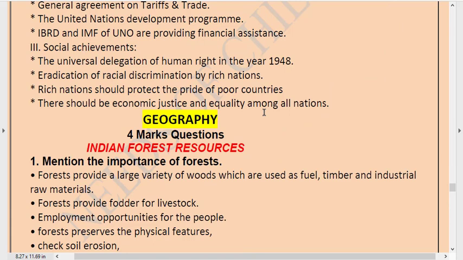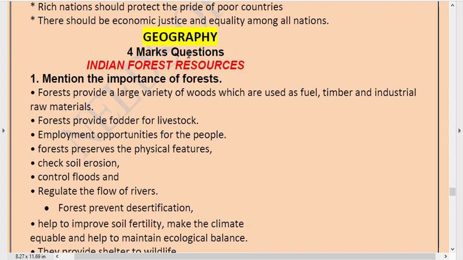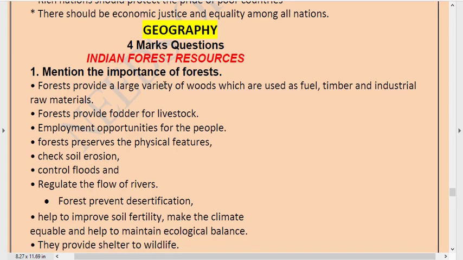And the next part, that's it about political science, and let's move on to geography, most expected 4 marks questions. From the lesson Indian forest resources, mention the importance of forests. Forests provide a large variety of woods which are used as fuel, timber and industrial raw materials.